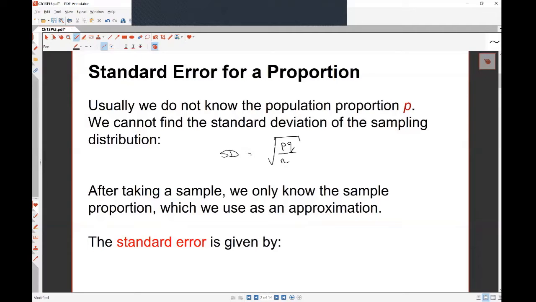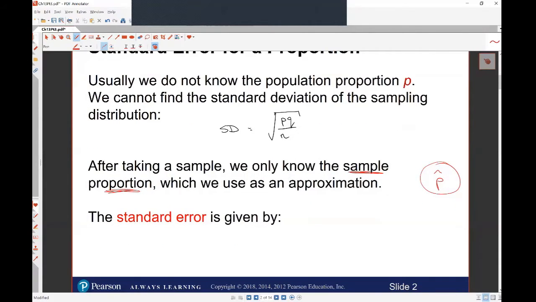However, if we know the value of the sample proportion, and remember we call this P hat, then we're able to calculate the standard error. And the standard error is our best approximation for the standard deviation. So our standard error is given by the square root of P hat times Q hat over N. And remember, the Q value is always 1 minus the corresponding P value.